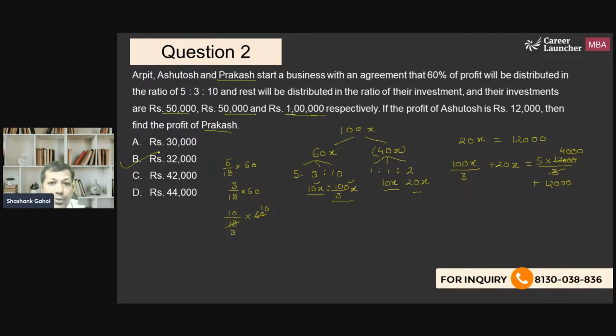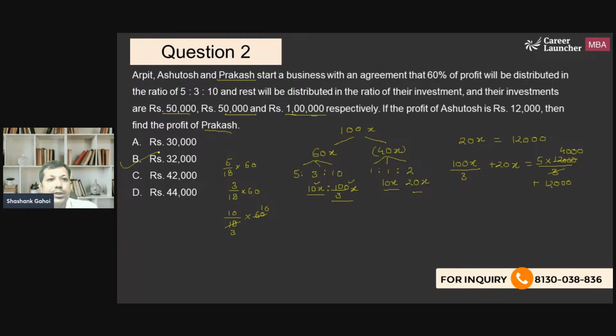Do you need to calculate for Arpit? No. कोई जरूरत ही नहीं है अर्पित के लिए निकालने के लिए, क्योंकि क्वेश्चन में कहीं भी उसकी बात की ही नहीं है. The question is only talking about two people. One is Ashutosh, second is Prakash. So I am calculating for Ashutosh and Prakash and comparing the two. So that's how I am going to solve this question.